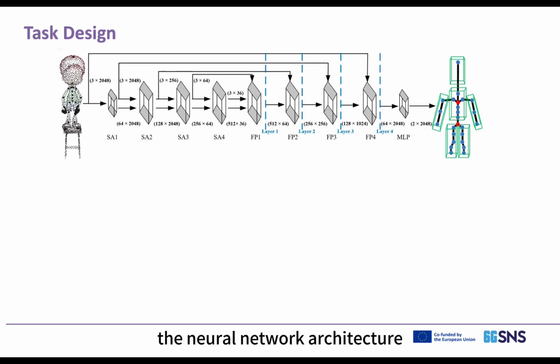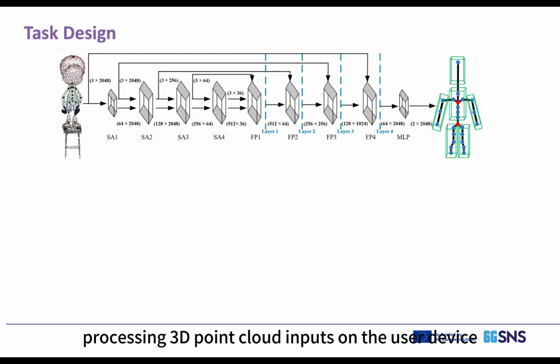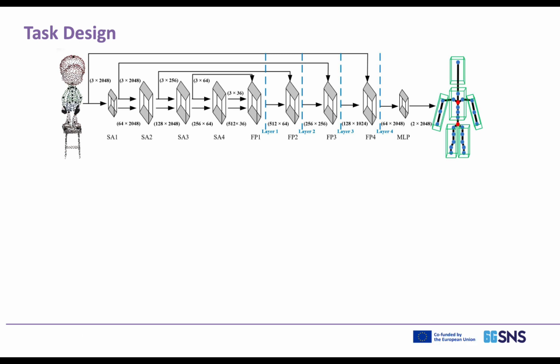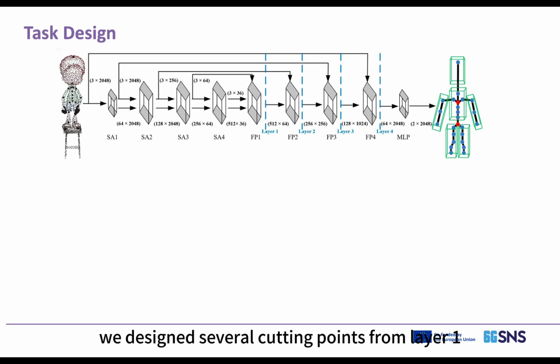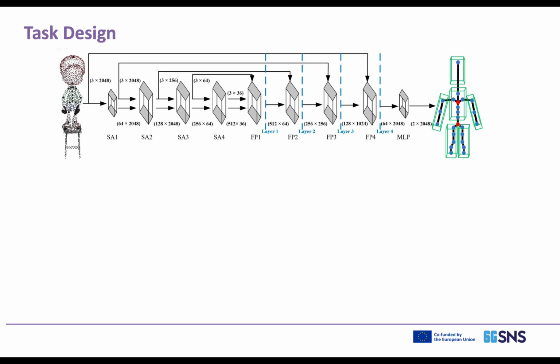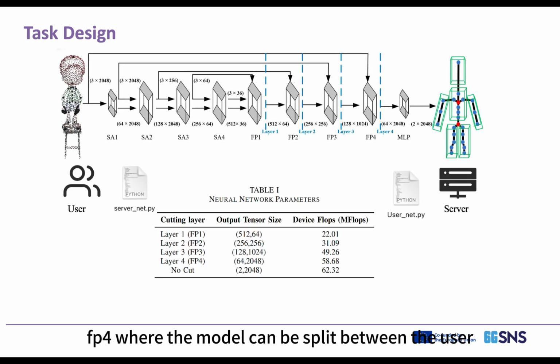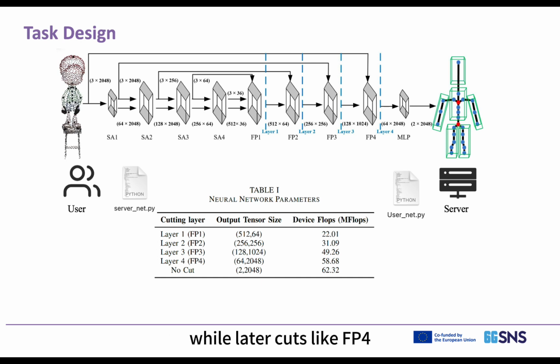Next, the neural network architecture we used for split learning and the cutting strategies we evaluated. The model follows a PointNet++-like structure, processing 3D point cloud inputs on the user device. We designed several cutting points, from Layer 1, FP1, to Layer 4, FP4, where the model can be split between the user and the edge server. Each cutting point results in a different output tensor size and computational load. As shown in the table, earlier cuts like FP1 reduce the user's computation but increase communication load, while later cuts like FP4 shift more computation to the user but reduce the size of the transmitted data.